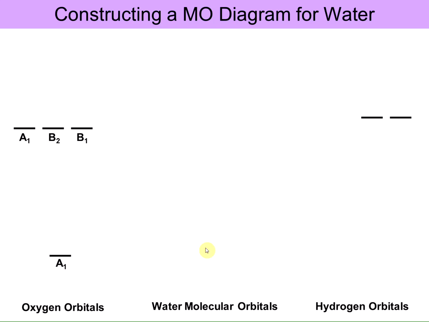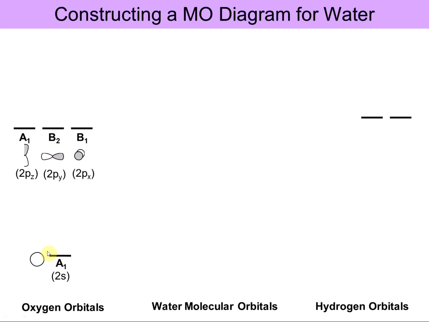Now remember, we've already determined the labels for our orbitals for the oxygen. We said that this 2s was an A1, and then the 2p orbitals on the oxygen have A1 symmetry, B2, and B1 symmetry.